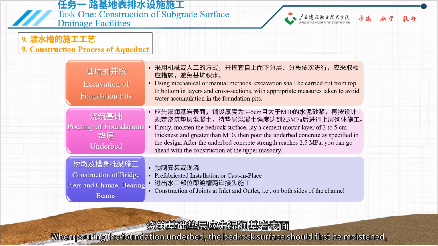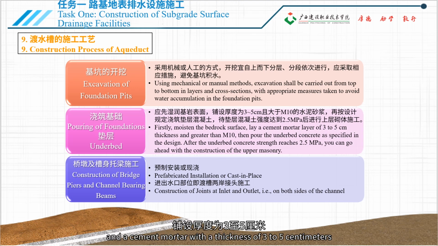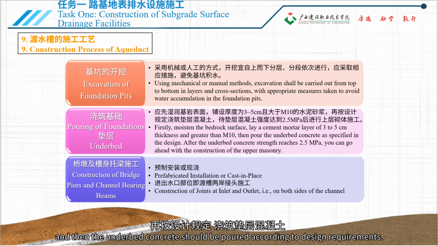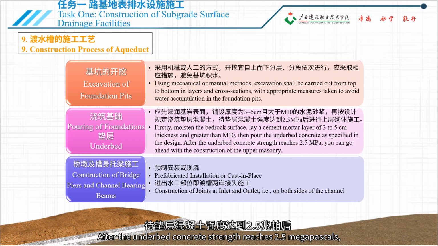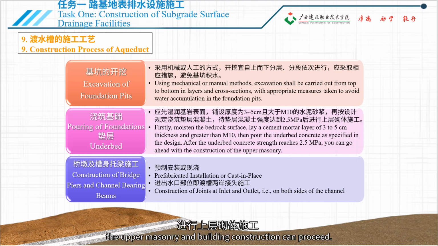When pouring the foundation underbed, the bedrock surface should first be moistened, and the cement mortar with a thickness of 3 to 5 centimeters and greater than M10 should be laid. And then the underbed concrete should be poured according to design requirements. After the underbed concrete strength reaches 2.5 megapascals, the upper masonry and building construction can proceed.